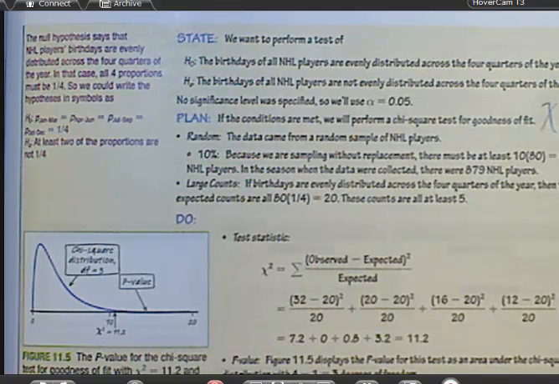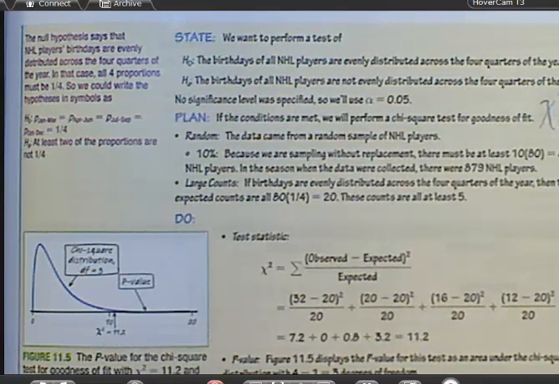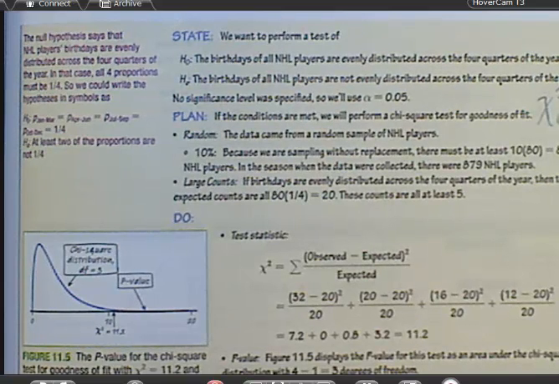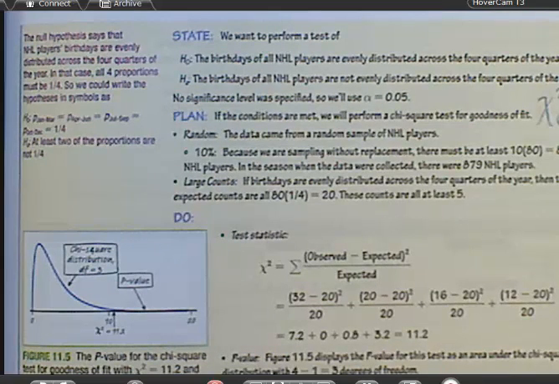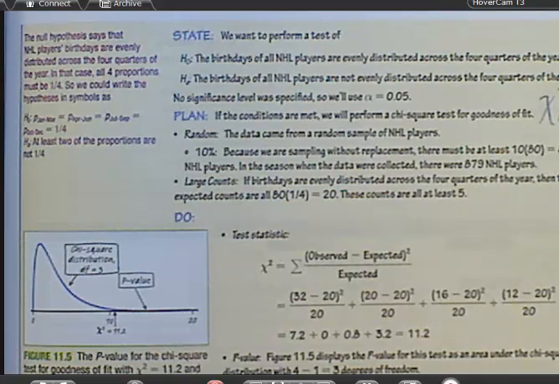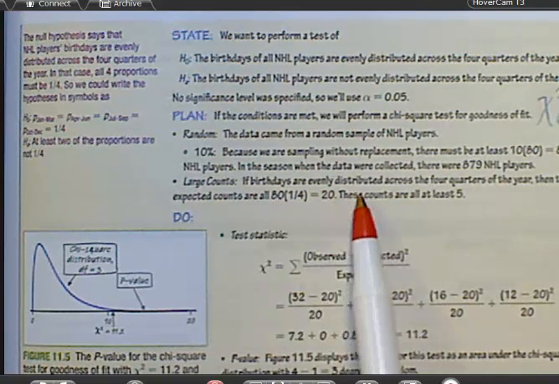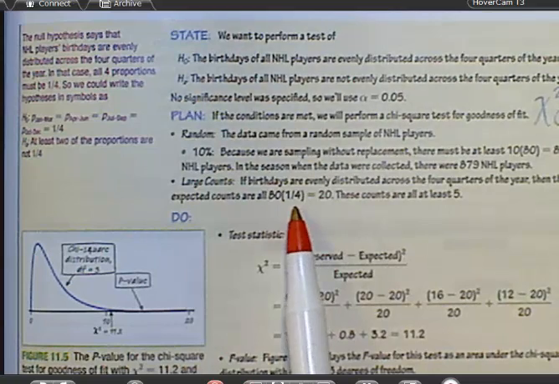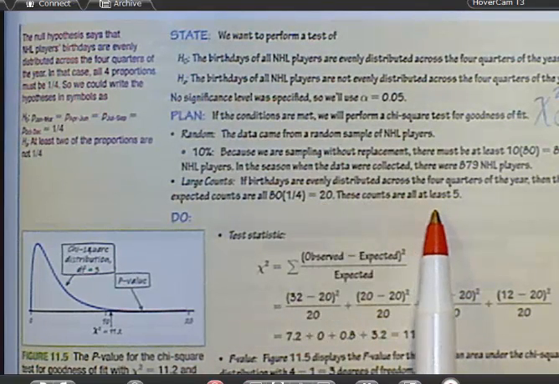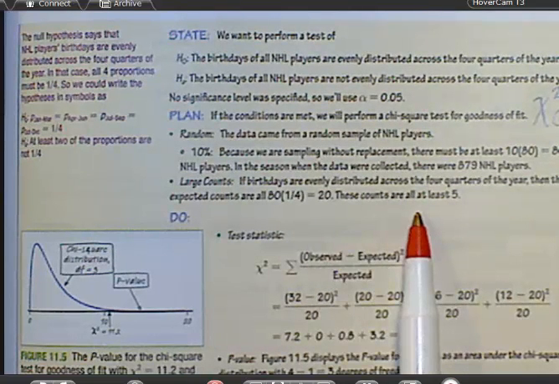Now, expected counts is not the data we were given originally. It's what we expect each one to be. When we worked with our M&Ms, each expected count for red, blue, brown, etc. were different, and we would have to list those all and show that they were each individually more than 5. Here, the counts for each quarter of the year should be the same. So if birthdays are evenly distributed across the 4 quarters of the year, then the expected counts are all 80 times a fourth, which is 20. These counts are at least 5. So make sure you list all your expected counts. It is not the counts you have observed as your expected counts.